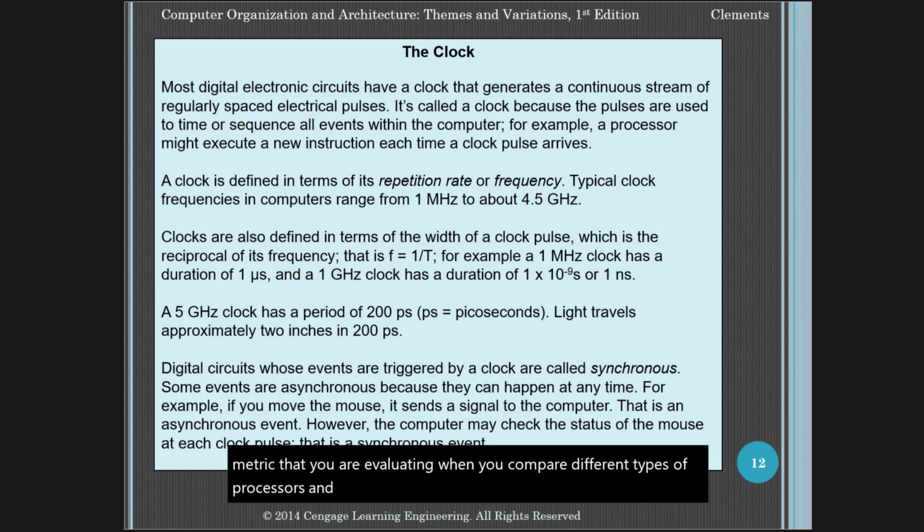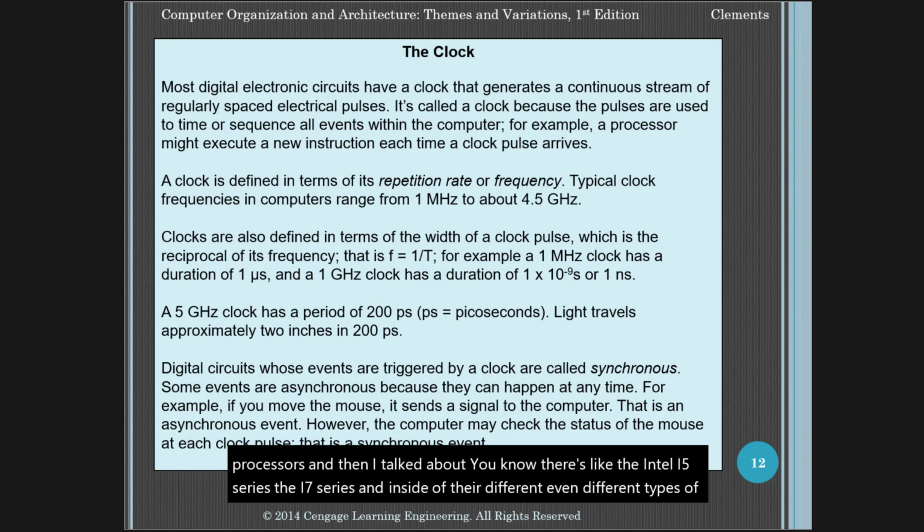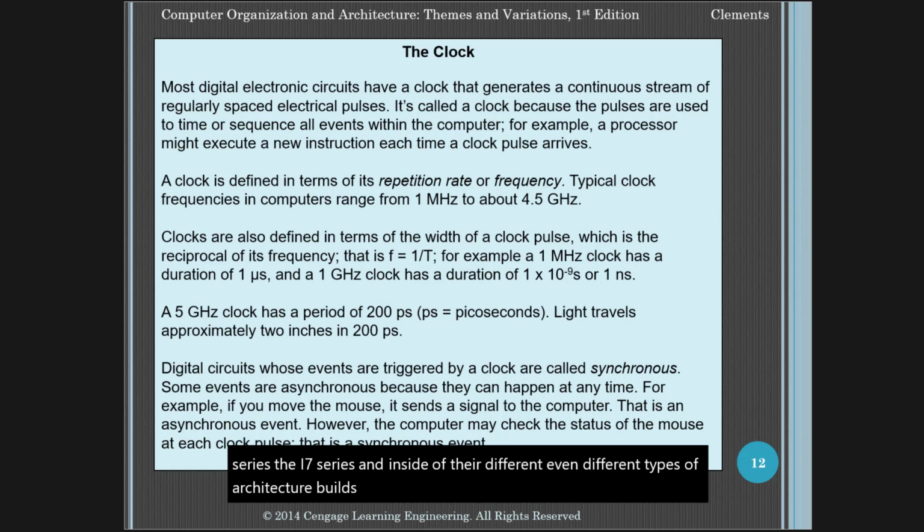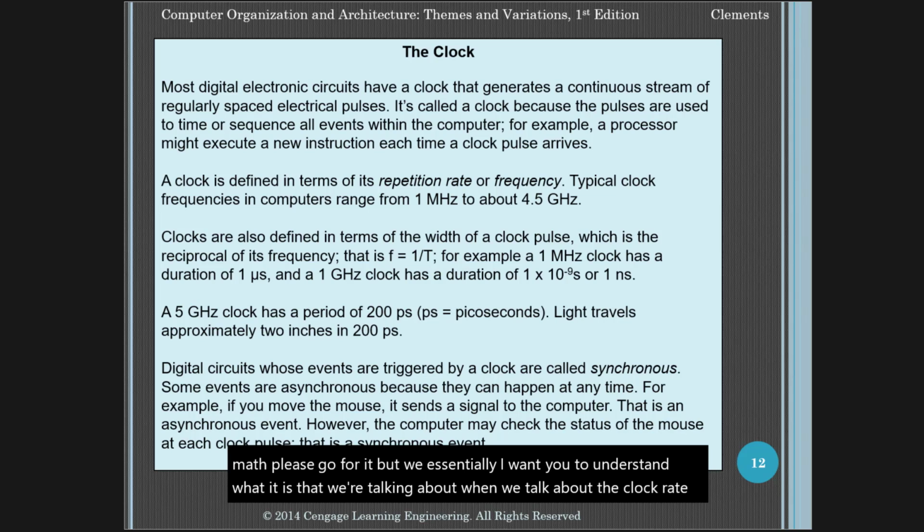I also mentioned the Intel i5 series and the i7 series, and inside those there are different architecture builds that have different ways of performing, which may be better or worse by comparison, so we're thinking about optimal performance. I don't want to get too deep into the math. The book does get deep into the math here, so if you like math, please go for it. But I want you to understand what we're talking about when we talk about the clock rate of a microprocessor.